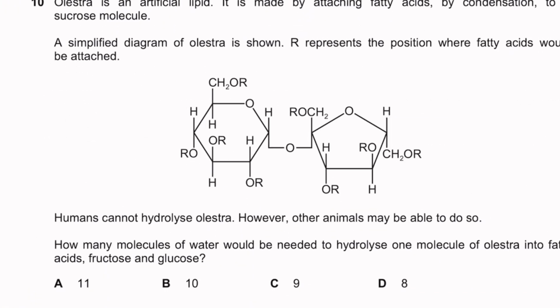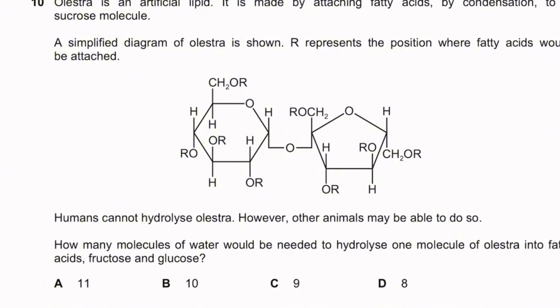Okay. 10. Olestra is an artificial lipid. It's made by attaching fatty acids by condensation to a sucrose molecule. A simplified diagram of olestra is shown. R represents the positions where fatty acids would be attached. Okay, so R is basically where fatty acids would be attached. Interesting. And then it says humans cannot hydrolyze olestra. However, other animals may be able to do so.